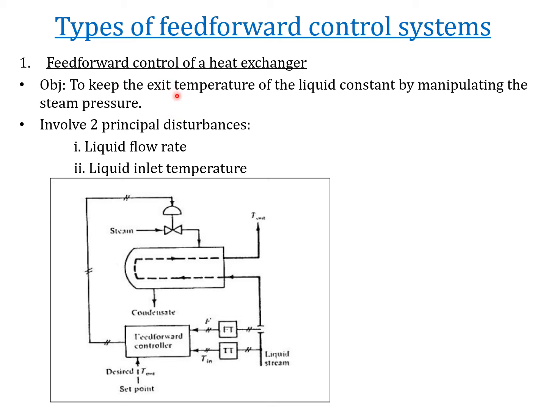For example, in this heat exchanger, to keep the exit temperature by manipulating the steam pressure. So basically, it involves manipulating the steam pressure to control the temperature. It measures the liquid flow rate and the liquid inlet temperature, which are the disturbances, goes into the feedforward controller, acts on the steam control system, so that before it affects the temperature output, it's already taken care of partly by the steam control system.